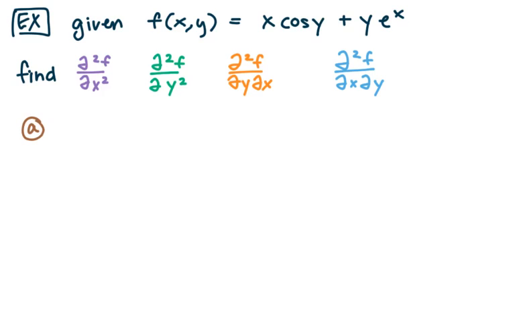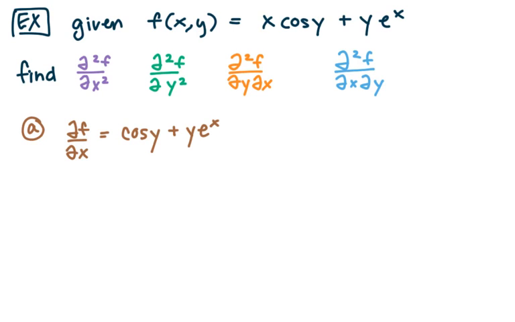So A, partial f, partial x. That means treat y as a constant. So cosine y, that's a constant. I'll just get cosine y, that coefficient of x. Y is a constant. The derivative of e to the x is e to the x, so I'll just have plus y e to the x.